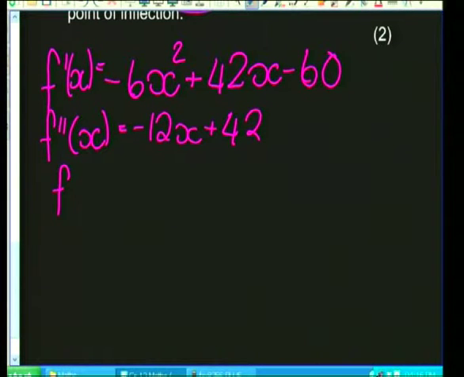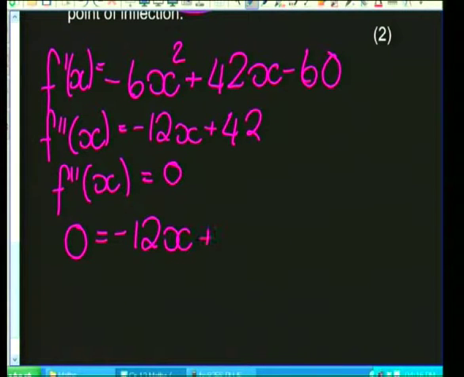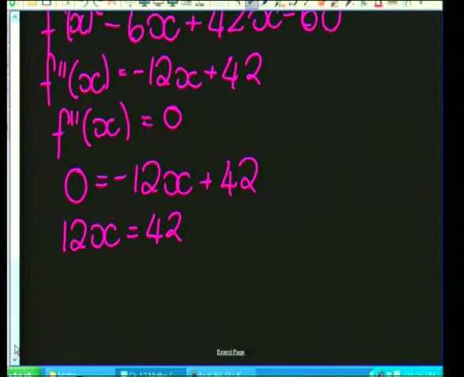We now have to take our second derivative and make it equal to 0. So I've got 0 equals negative 12x plus 42. And when I move my 12 over, it's going to become positive 12x is equal to 42. When we divide by 12, we're going to land up with x being equal to 42 over 12.